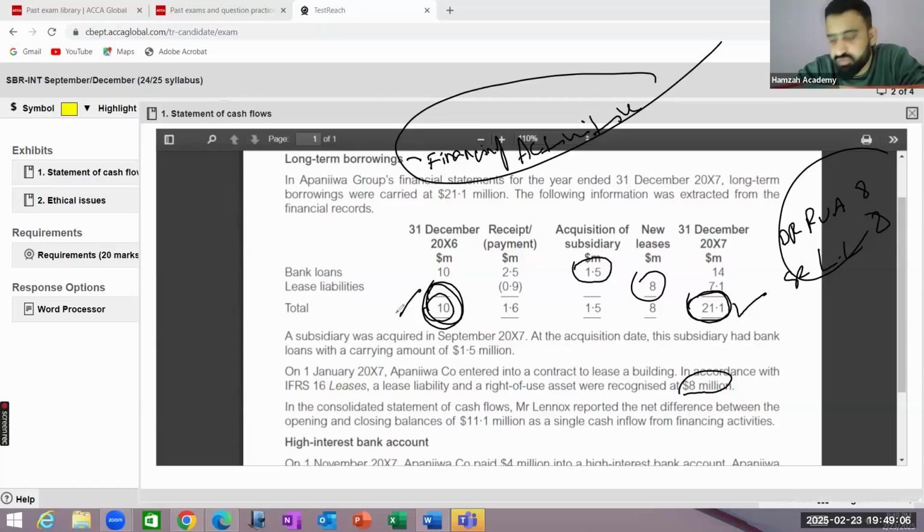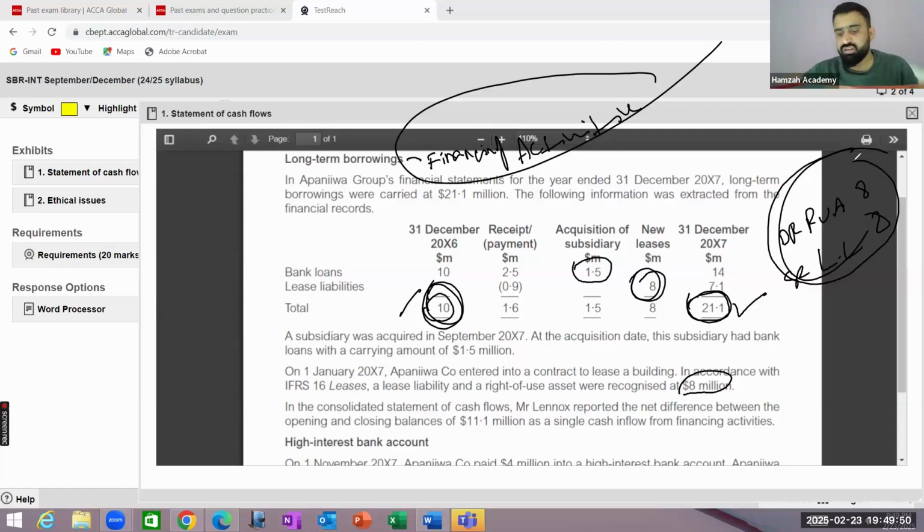Now, there are multiple problems. Number one, these 21.1 million also include a new lease of 8 million. Now, you can see in a double entry that a new lease is not creating a cash inflow. When you have a new lease, the entry is right-of-use asset debit and lease liability credit. There is no cash inflow. But you are considering the 8 million as a cash inflow when you just take the difference of 21.1 million and 10 million. So this is the first of the problems which we have here.